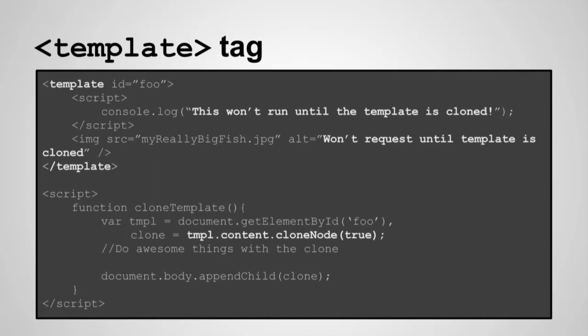We have a clone template method, and it references the template that you have up above, and I'm just using the get element by ID. And then it has this special attribute called content. And content is just a reference to that document fragment. And that's exactly what it is. It's a document fragment, and it has all of the methods that any other element has, including clone node, which is probably the most common use of a template.